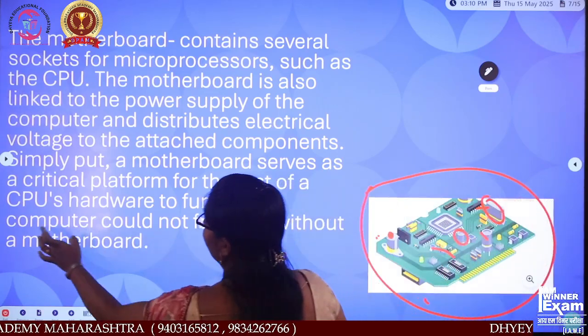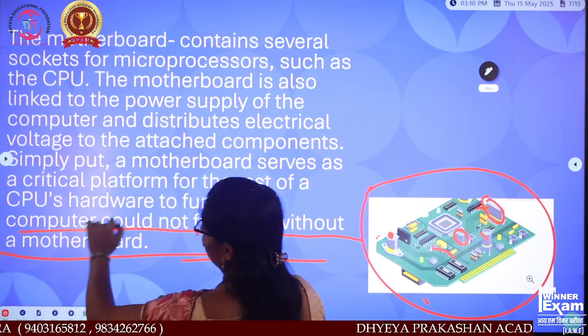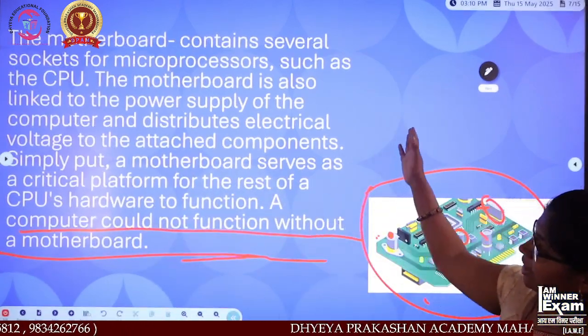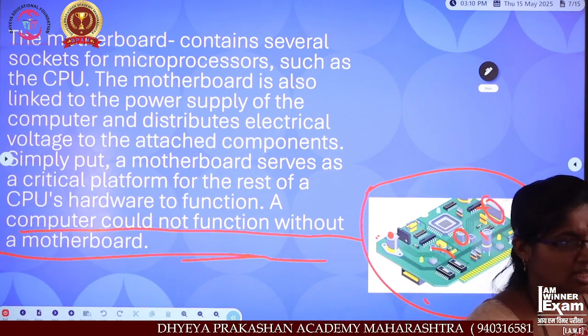A computer could not function without a motherboard. Now, the motherboard contains several sockets for a microprocessor such as a CPU.